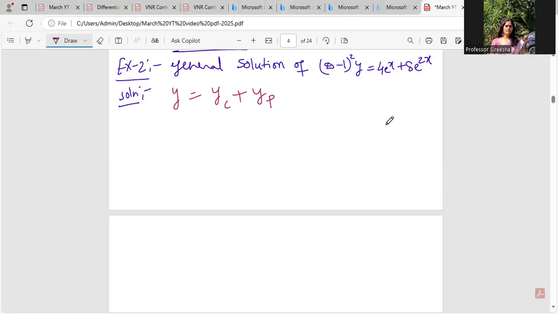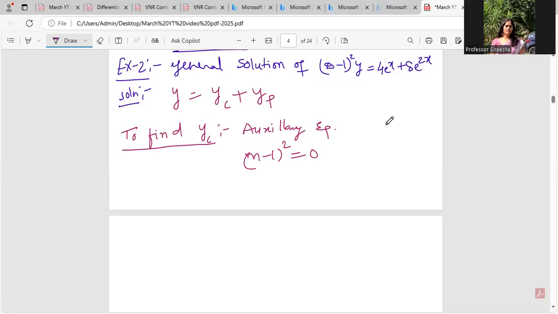How do I find yc? To find yc, what I should do is, first I should be writing the auxiliary equation. Auxiliary, as discussed earlier in the previous videos, I'll be writing the equation in D in terms of m. M minus 1 whole squared is equal to 0.